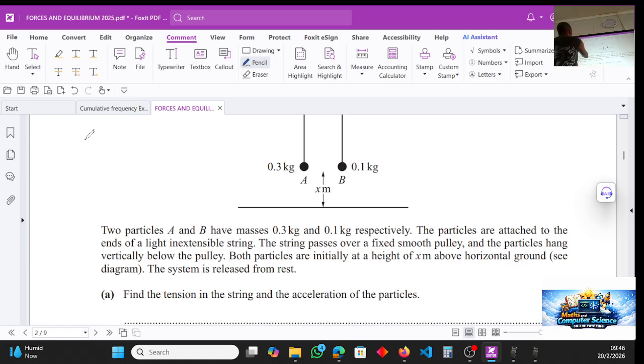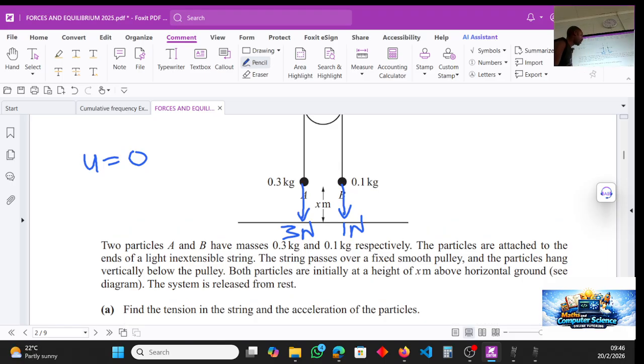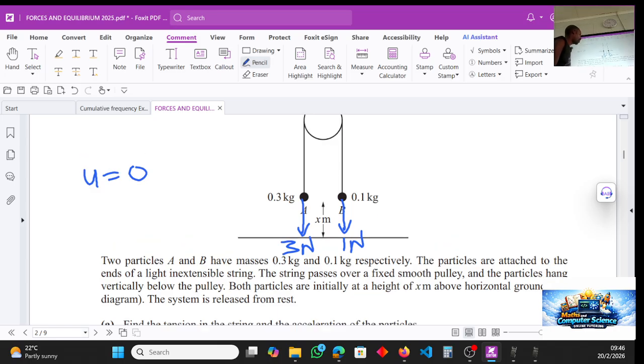So now, the moment they start off from rest, we know the initial velocity of the whole system is zero. Going downwards here, the weight of this object is going to be 3 newtons because it's 0.3 times 10. And for this particle, it's going to be 1 newton because it's 0.1 times 10. Now, we are required to find the tension and acceleration of the particles.